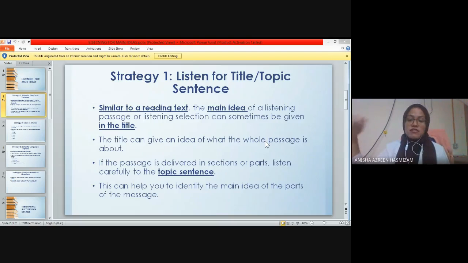Okay, if the passage is delivered in sections apart, listen carefully to the topic sentence. Okay, kadang-kadang audio tu, kalau audio tu like 20 minutes, 10 minutes, dia akan cakap daripada awal sampai habis hanyalah recycling sahaja. Okay, kadang mungkin dia akan cakap pasal recycling, reduce, reuse, apa semua tu. You have to listen lah.